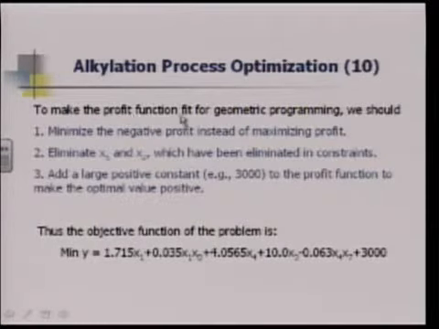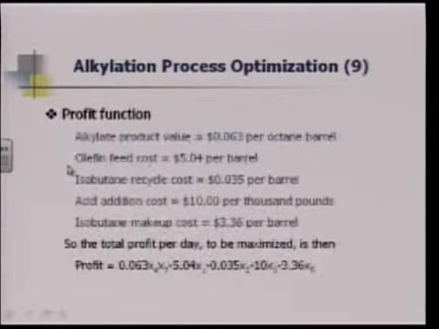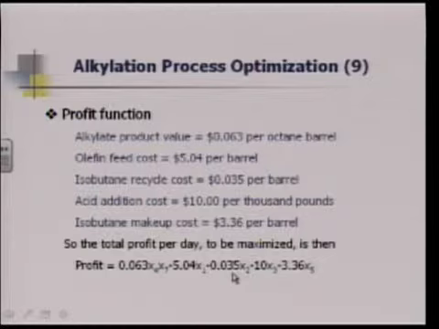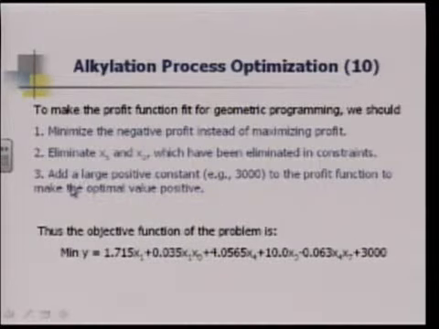Okay, so to make the profit function fit geometric programming, you also need to make some effort: minimize the negative profit instead of maximizing the profit. And also you need to somehow eliminate x5 and x2, which could be taken care of if you put in some constraints. And for instance, if you want it to be always a positive function, another way to make sure that the minimal value of the profit is positive is to adjust the objective function by adding some large value. Well, 3,000 may not be large enough, but for this problem, the authors studied that and said that's good enough to make it run.